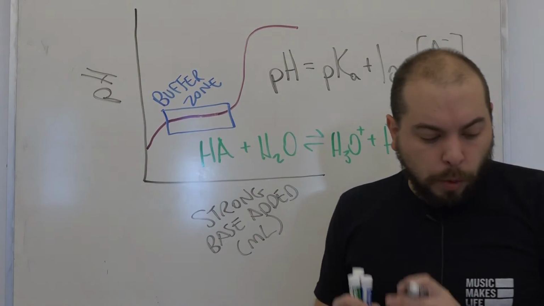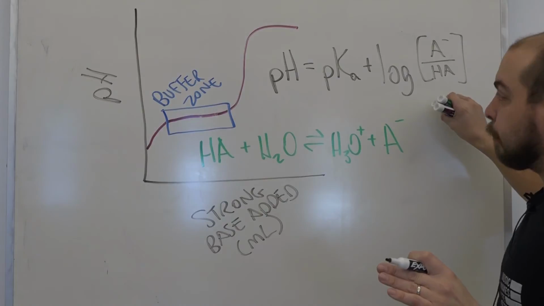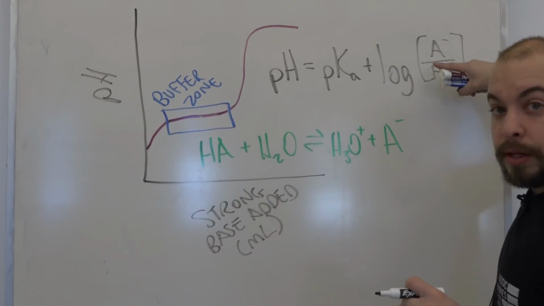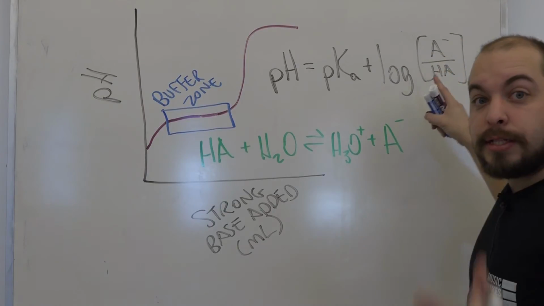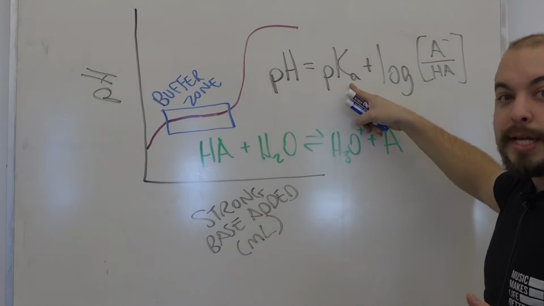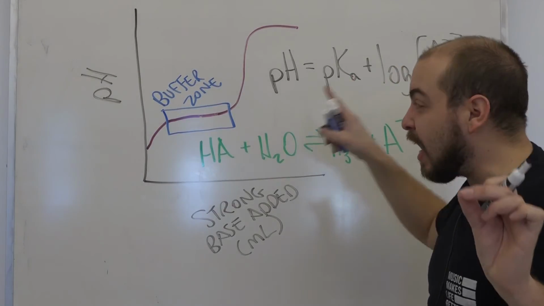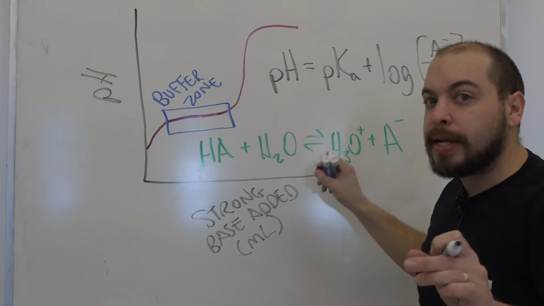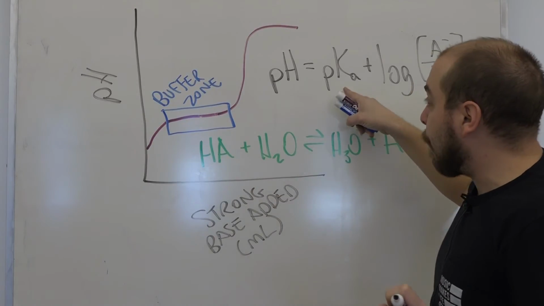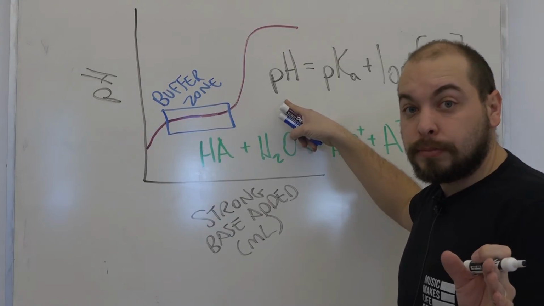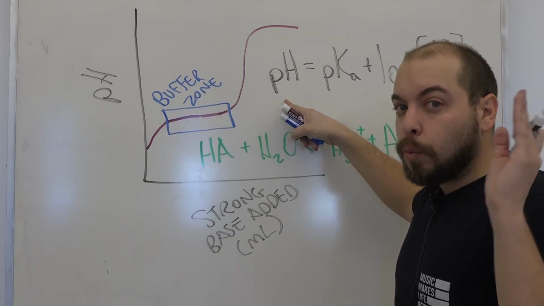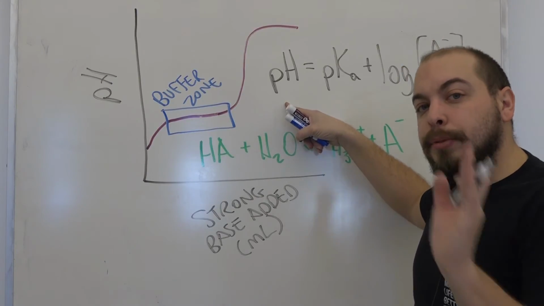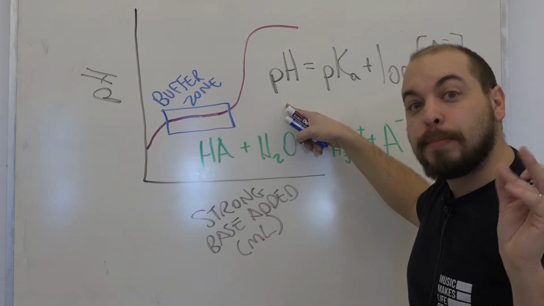Now, what that tells us is when these two are equal, log of 1 is 0, which means pH is equal to pKa at the center point of any buffering zone. So we know where a weak acid or a weak base is going to be the best buffer, because that pKa will be equal to its pH. At that point, we know that it's in its best buffering zone, and within plus or minus 1 of that in pH terms.